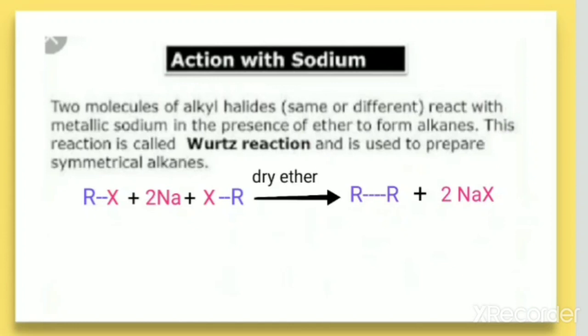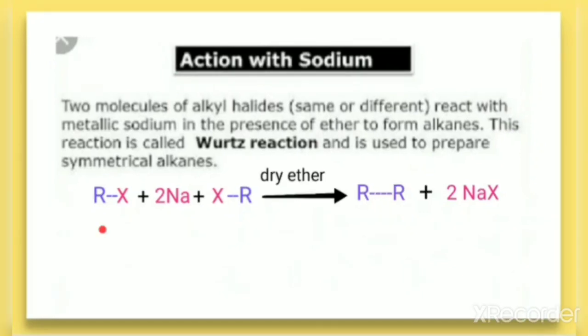That means alkyl halide, which I am representing with RX, and sodium metal, that is represented by symbol Na. RX is represented here plus 2Na plus RX. I am writing the second molecule of RX in this way, that is XR, so that we can make the product very easily. Now how do we make the product here?